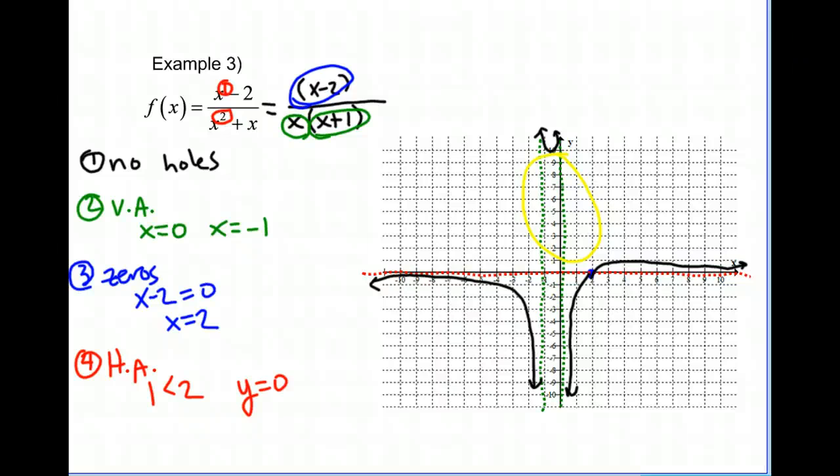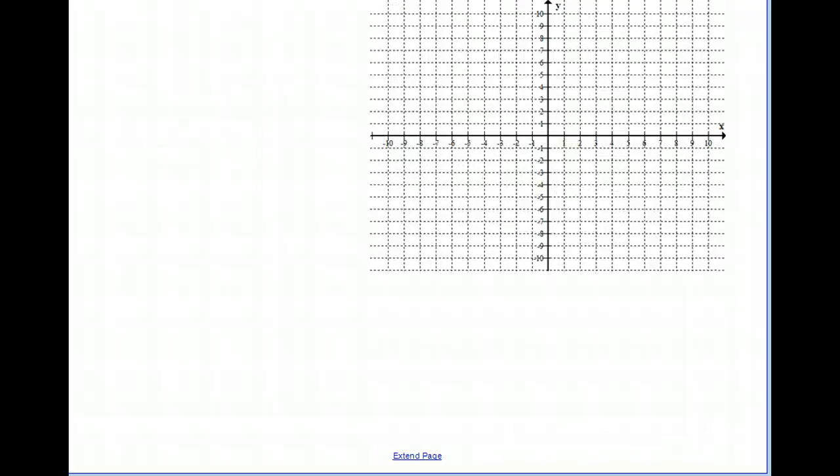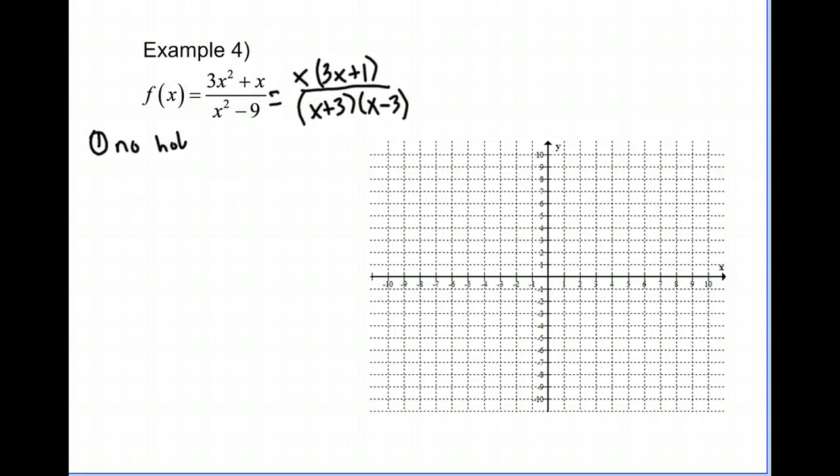All right, so last example. All right, so we've got this function here. We need to factor out. The only common factor in the numerator would be x, and then we've got 3x plus 1, and in the denominator we've got a difference of 2 squares, so we have x plus 3, x minus 3. Alright, so no common factors again, so there are no holes.